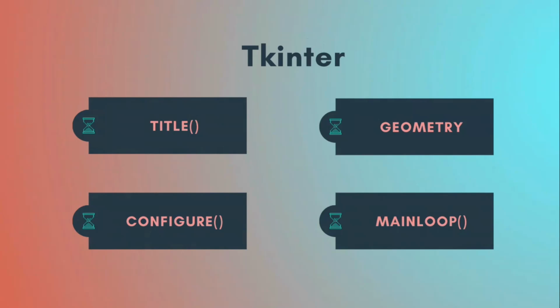In Tkinter, the configure method is used to modify the options or properties of a widget after it has been created. This method allows you to dynamically change various settings of a widget, such as its size, color, text, font, and other attributes. The mainloop method runs an event loop, listening for events like key presses, mouse clicks, etc.